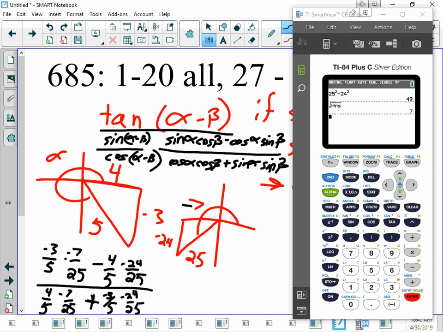All right, so on top, this gives me 21. And this gives me positive 96. And they're both divided by 125. Does everybody see that? 5 times 25 is 125, and 5 times 25 is 125. So I get 125 as my denominator in the numerator. And I have positive 21 plus 96, which is 117. Okay?